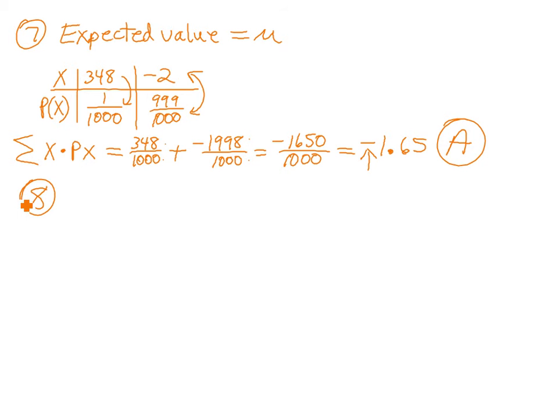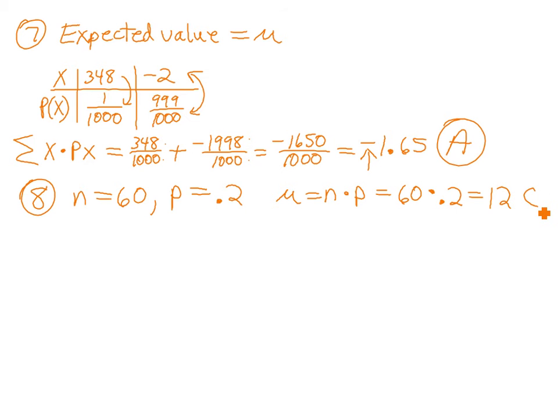Number 8, find the mean of the binomial distribution. They tell us that n is 60, p is 0.2. Well, if it's a binomial distribution, your mean is just n times p. So all you do here is take 60 times 0.2, which gives you 12, which is letter C. Remember, for binomials, the mean, standard deviation, and the variance are all easier because you just have those 3 easy formulas.